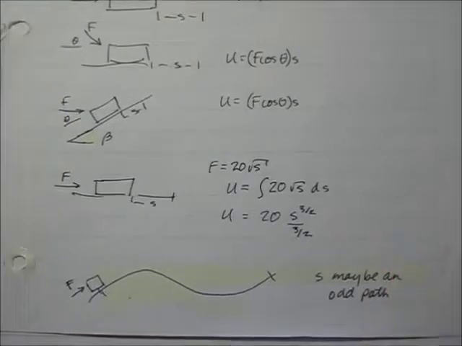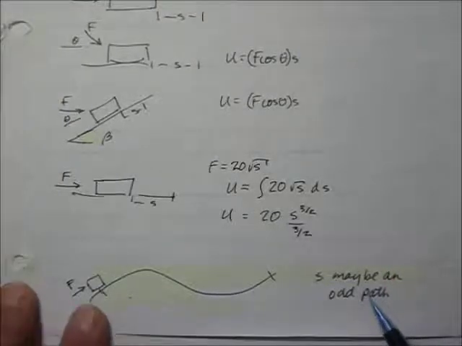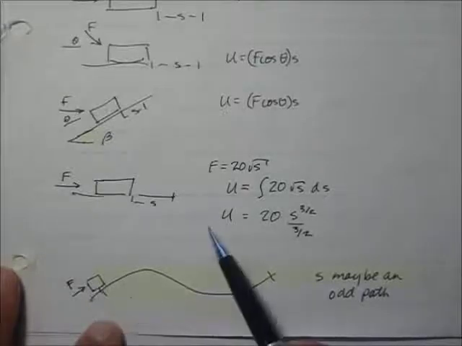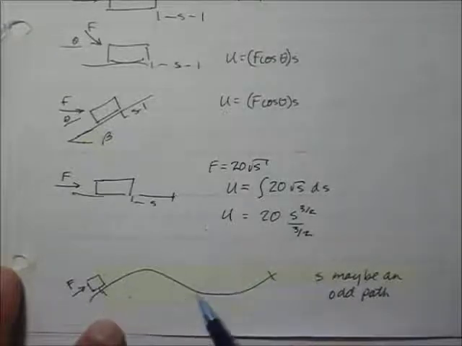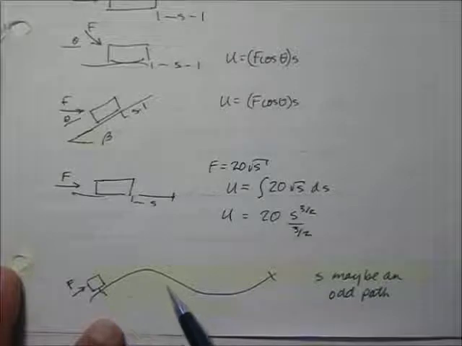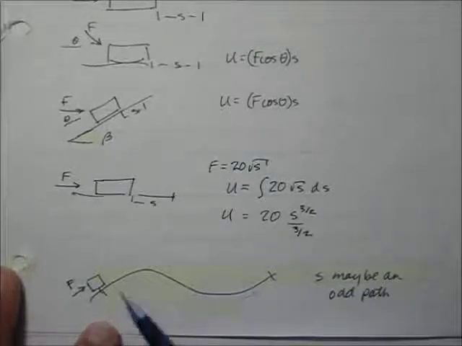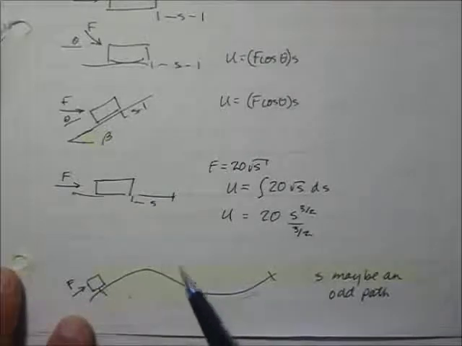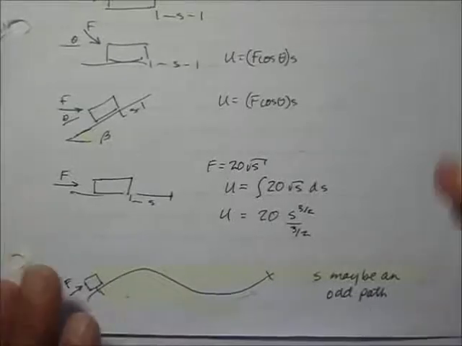Now the other thing to be cognizant of is that the path or the distance may be something odd. It doesn't have to be in a straight line, or a straight line on an inclined plane. It could be anything. So this total distance will be the distance s that it moves. And as long as the force is in line and tangent with the direction of motion, then it will always cause positive work along the path.